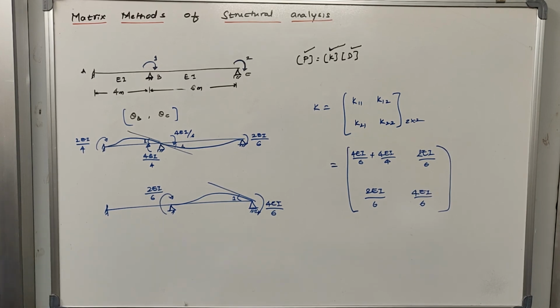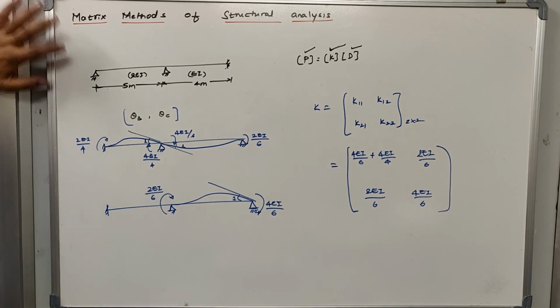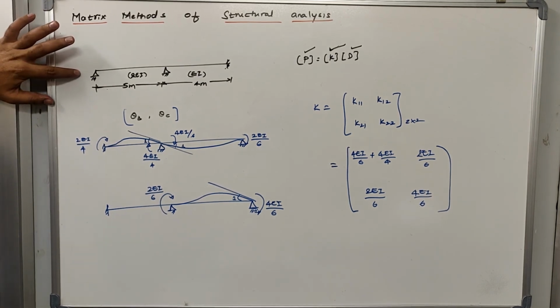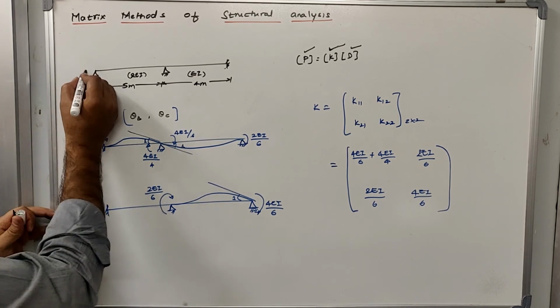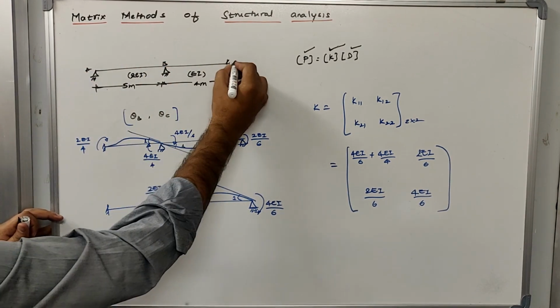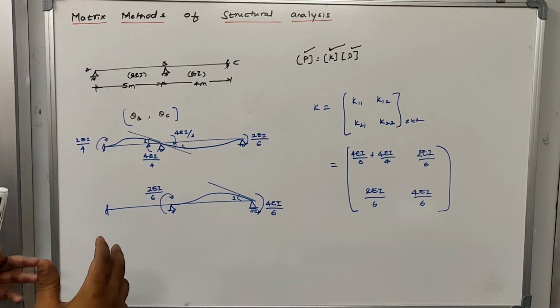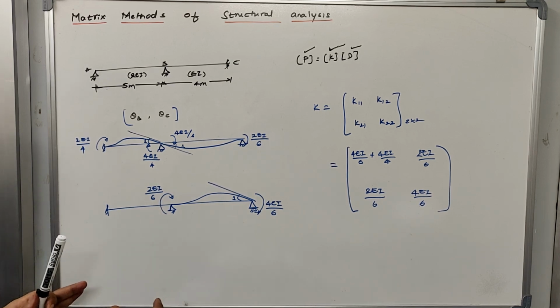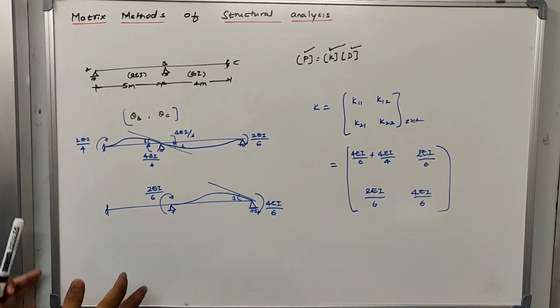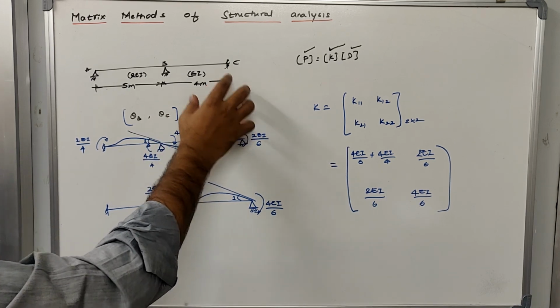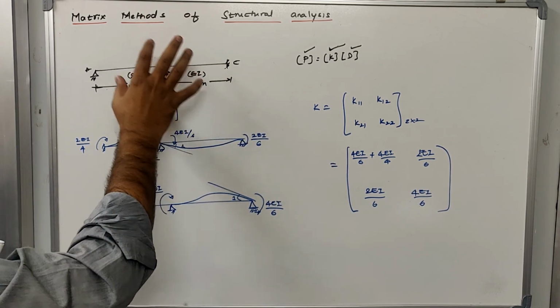Now I'll give another problem for you. You try to develop the stiffness matrix for that, and then you can submit it as your assignment. Take this problem as the exercise. This continuous beam has two spans, AB and BC. Span AB is 5 meters, and its flexural rigidity is 2 EI. Beam BC is 4 meters long and its flexural rigidity is EI itself. Now you try to formulate the stiffness matrix for this given beam.